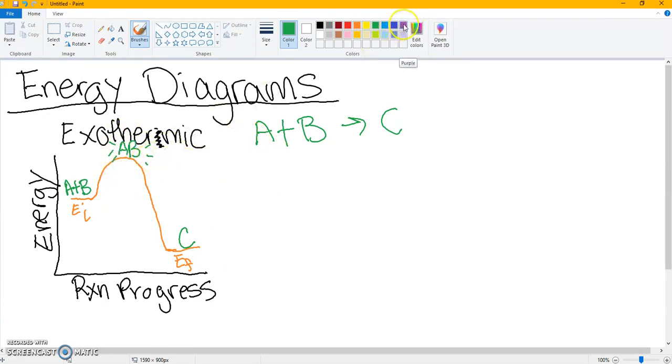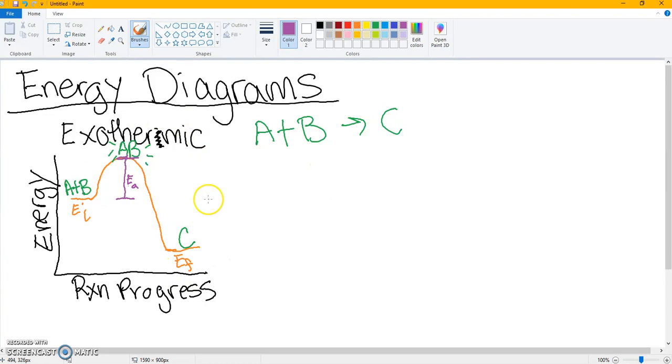And I know that the activation energy is the energy it takes in order for this to occur, for them to react. So the activation energy is the energy from the initial energy to what it takes to react. Activation energy.